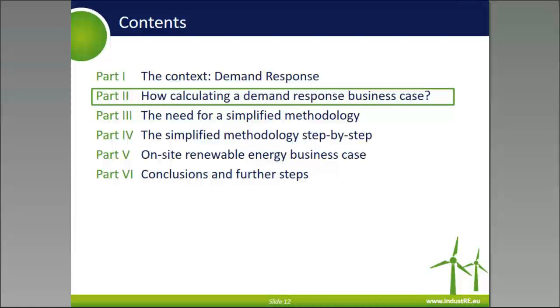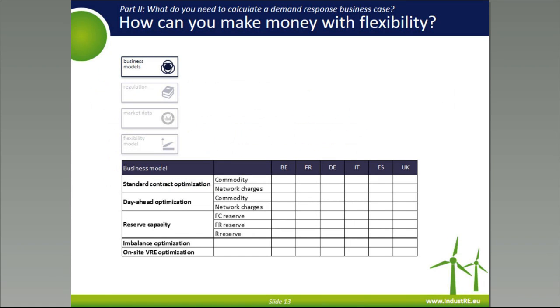Let me introduce you now to the traditional way how we calculate demand response business cases, and you'll see soon that it is not always as easy. The first thing you have to think about is, if you want to motivate industries to actively participate in the electricity market, they would like to make money with that. So you need to have business models in place. In the first stage of the project, these business models have been investigated very thoroughly. For this simplified methodology, we simplified it a bit, and at the bottom of the slide, I put the main categories of business models you can use for demand response.